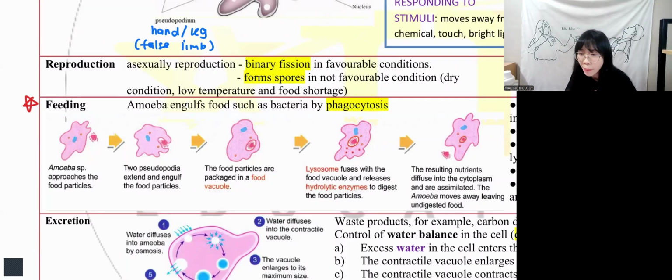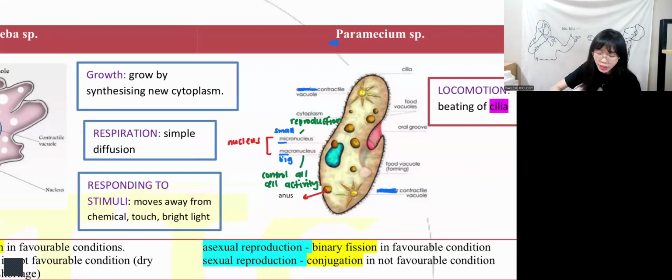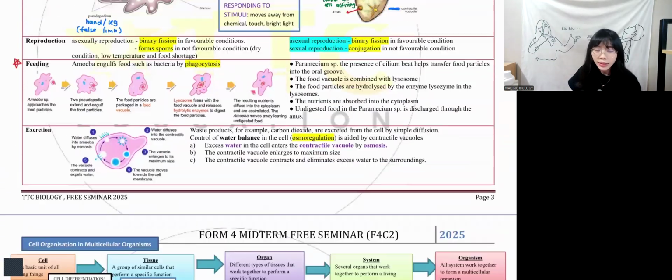Conjugation produces two paramecium species? No, they will release egg kind of thing and form into paramecium species. It could be more than two. Only the micronucleus, because the micronucleus helps in reproduction, right? Only the micro one, the small one. The macro is not needed.